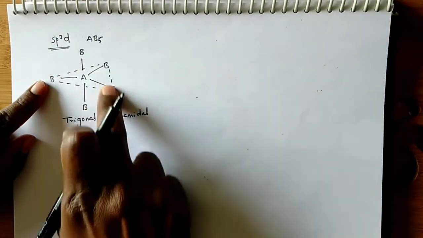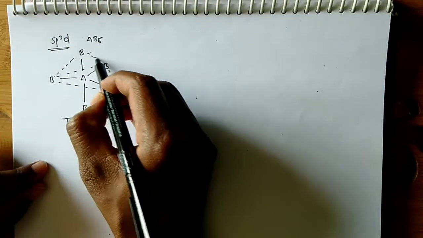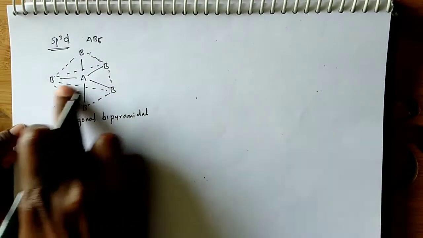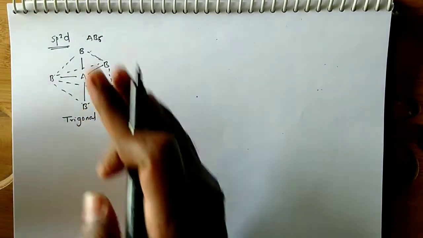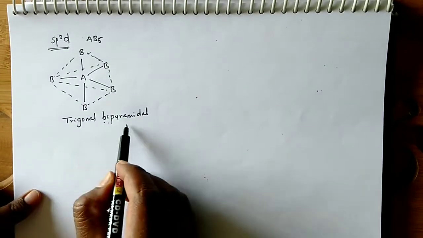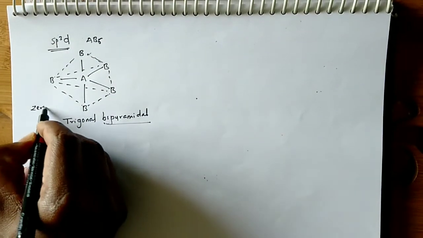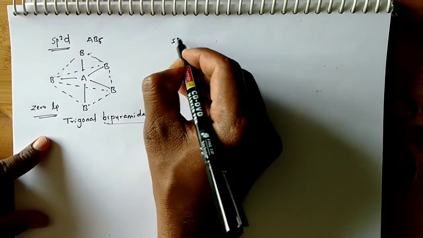This is the trigonal planar bipyramidal, like one pyramid here and one pyramid here. Bi means two, two pyramid-like structures. Trigonal bipyramidal. This is with zero lone pairs. If one lone pair is present, what happens?